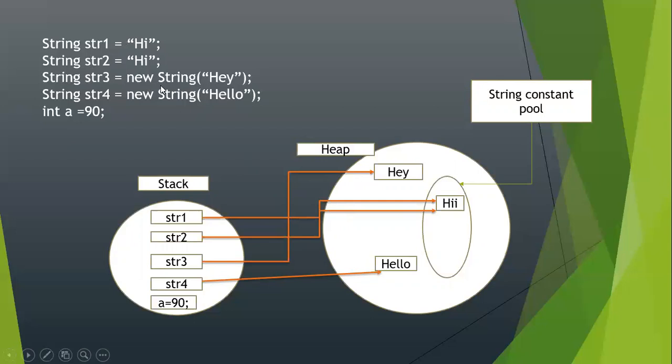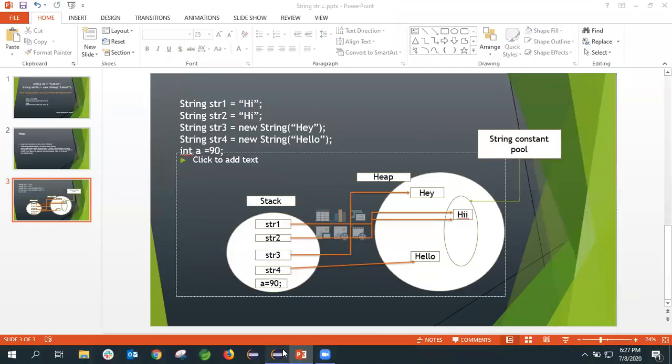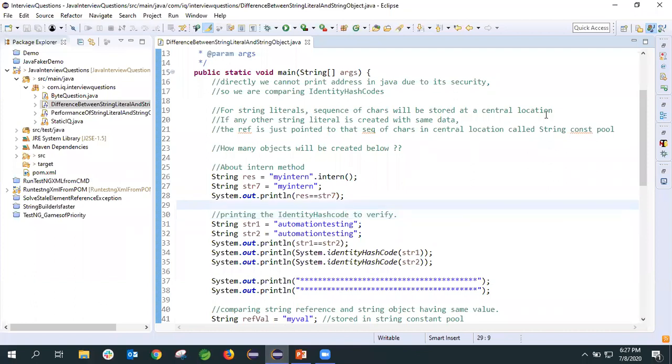Okay, now if we create any string object, then whatever value we created with the help of the string object, a new space will be created in memory and it will be assigned. Like str3 and str4, separate space has been created and it has been stored because these are objects. And last, you can see that primitive data type called int. That value will be stored in the stack. Okay, these are the basics. Let's jump into our program to understand how it works. Okay, for that I have prepared a sample program.